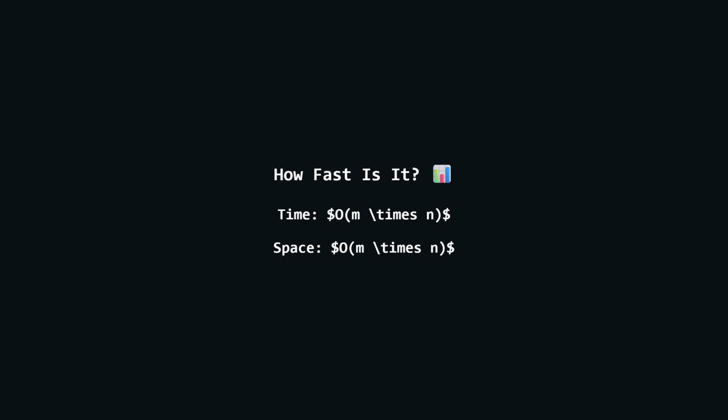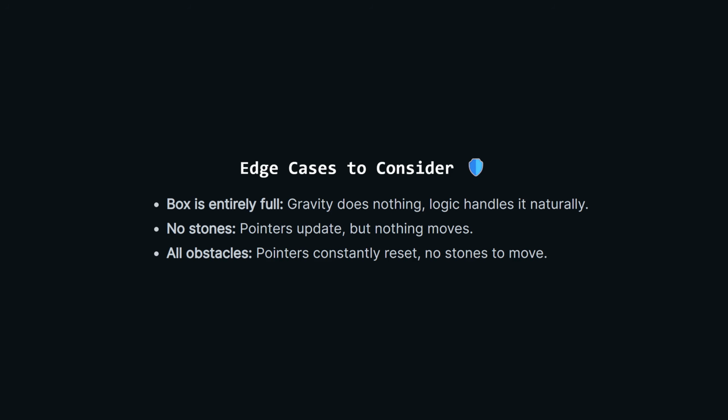However, this third approach is practically much faster, because it only makes one pass through the data instead of multiple passes. As always, we should think about edge cases. What if the box is already full of stones and obstacles? Our pointers would update, but stones would just drop into their same spots. The math handles it beautifully without crashing.